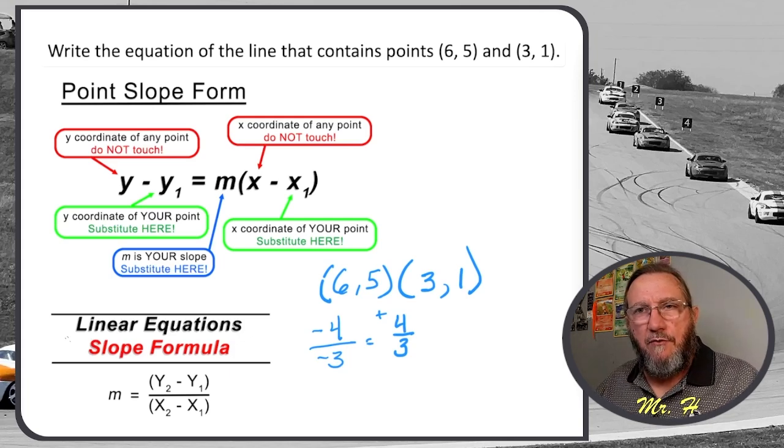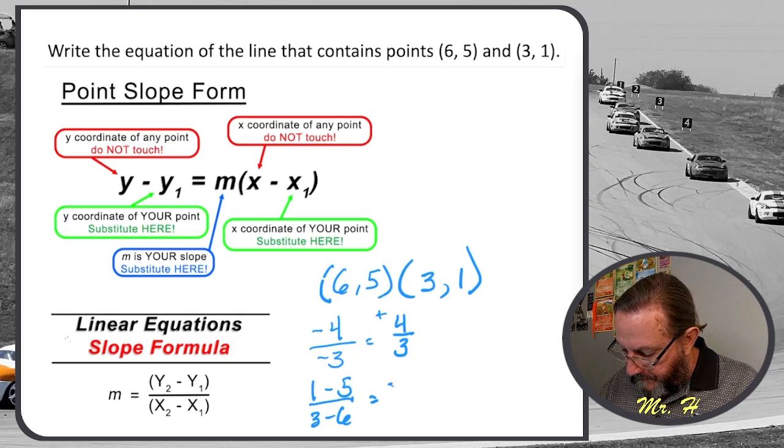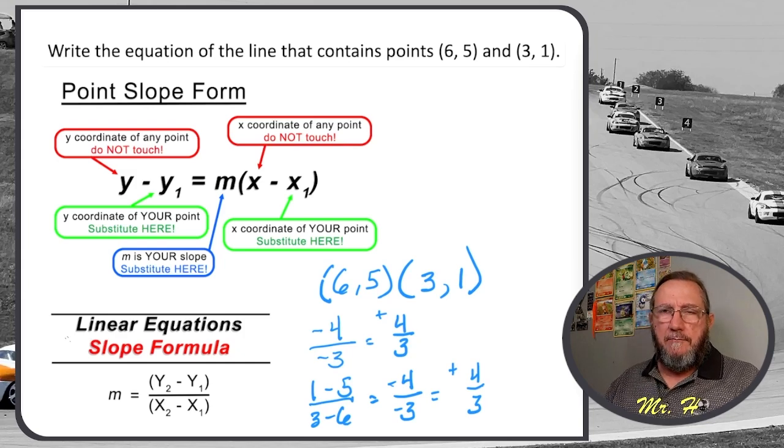Now let's make use of the formula. Our formula says to take the y value of the second point minus the y value of the first point. That means we're going to take 1 minus 5 over 3 minus 6. And look what that does. 1 minus 5, yep, there's our -4. 3 minus 6, yep, there's our -3. We still come up with this negative divided by a negative, which is a positive, and 4 over 3 still doesn't reduce, still doesn't divide out evenly, and so we get that same number.